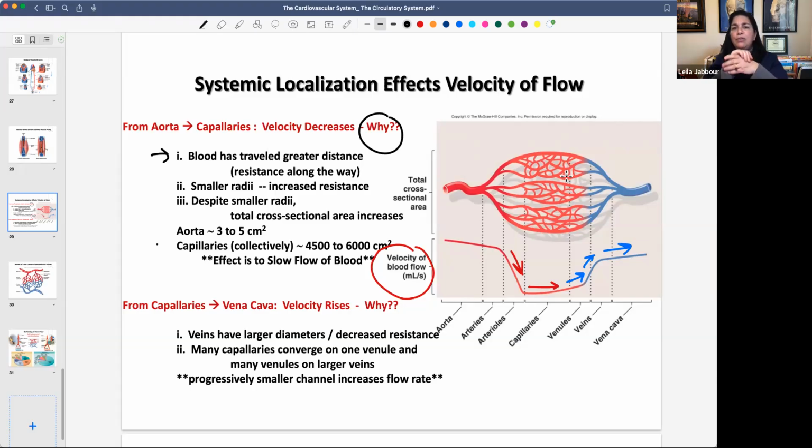Blood has traveled a greater distance, so it's slowing down. And along the way, from all the resistance along the way, it just kind of slowed down because of all this tubing. And that's every time you touch something, that's slowing you down, the walls of the tubes. So not only that, the radius of these tubes is diminishing. We started with this big artery, and then now we're into a much smaller vessel.